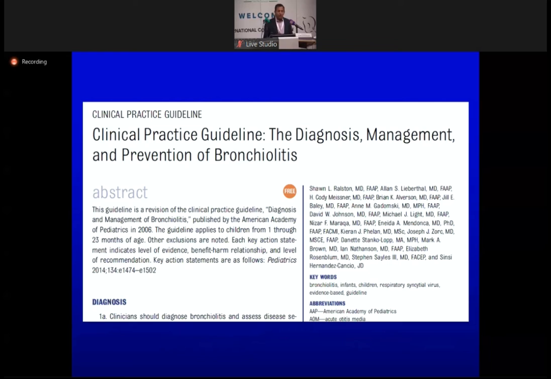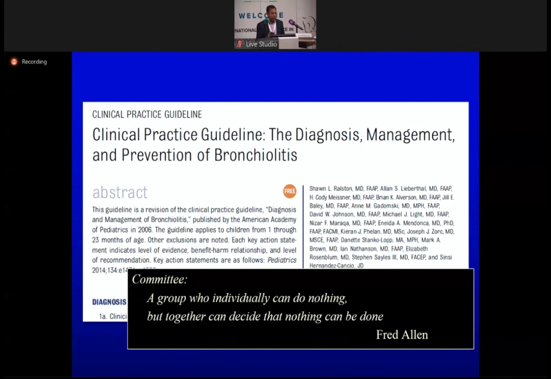Now we come to the non-invasive ventilation modalities. One of the situations where we use high flow nasal cannula oxygen is in bronchiolitis. As you're aware, the bronchiolitis clinical practice guideline that recently came up has recommendations mainly about what not to use in bronchiolitis, right?